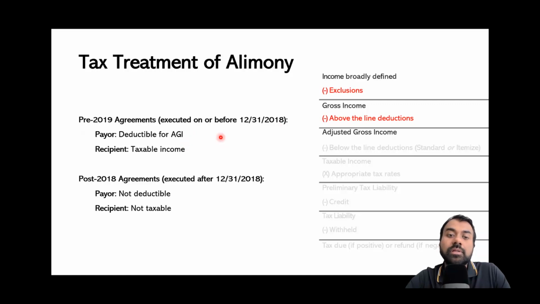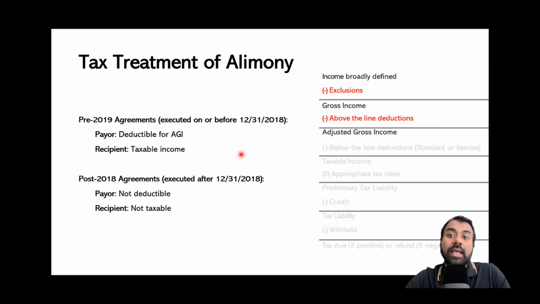So for these divorces, the amount that the payor is paying as alimony is deductible for AGI. That's an above-the-line deduction. Deductible for AGI and above-the-line deductions mean the exact same thing. So this is the part in the formula where that rule becomes applicable, because these alimony payments for the payor are above-the-line deductions if the divorce was settled before December 31, 2018. And for the recipient, these payments are taxable income.